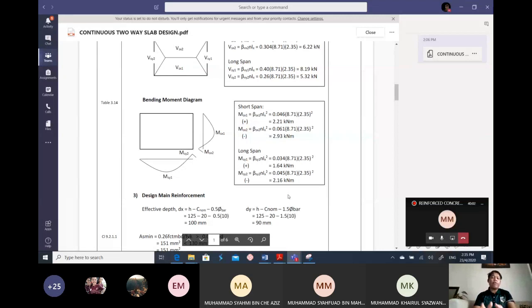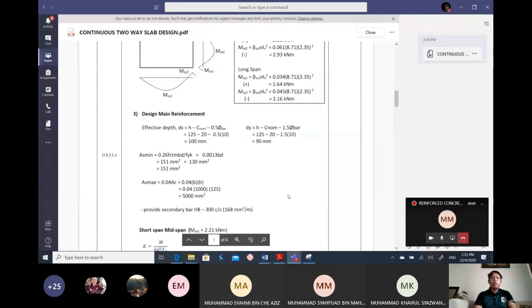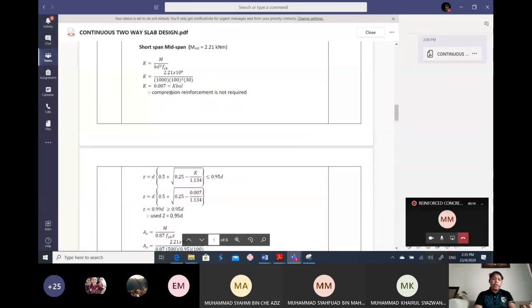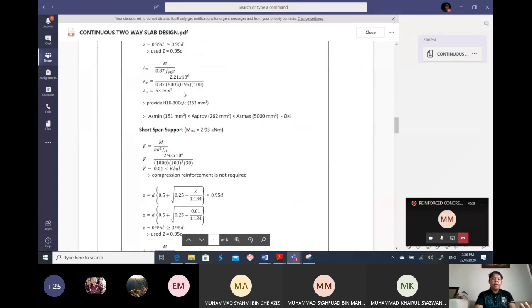Maksudnya, you have to calculate for short span and also long span at mid span sahaja. At the support, no need to calculate. Okay, it depends on the question. So we calculate one by one. For the short span, you have to remember the difference is only the D here. For the short span, the D that you have to use is DX. Okay, and then you provide minimum H10 300.